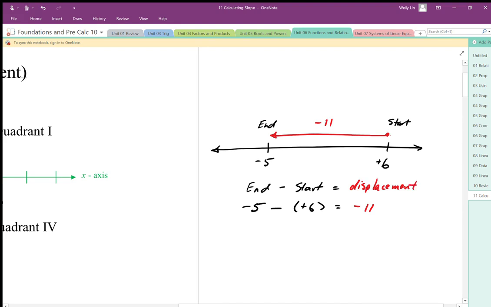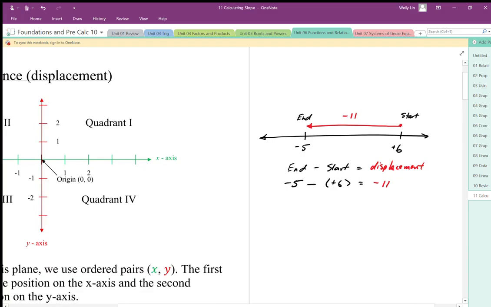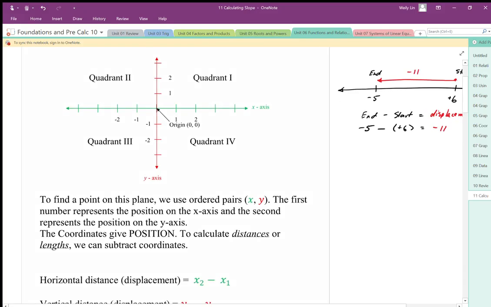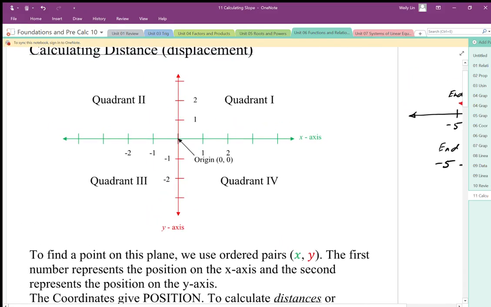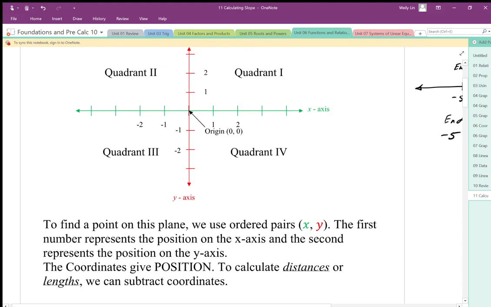And we need to use this end minus start to get the displacement, because what we're looking for really is finding slope, which represents change or displacement on the xy plane, both vertically and horizontally. So if we take a look at our xy plane here, we have our 4 quadrants. We basically have a horizontal number line and we have a vertical number line. And to find a point in this space, we use an xy pair. So our first number represents x, our second number represents y.